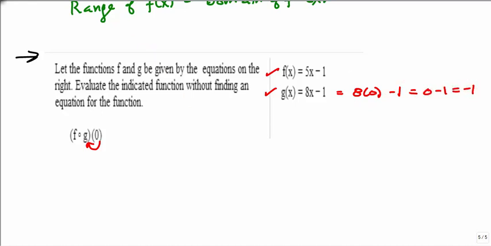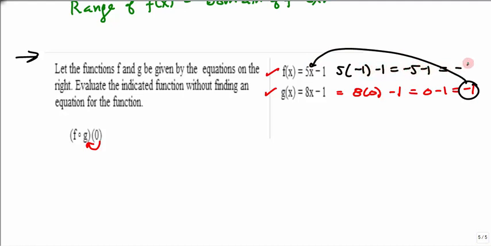So then I take this value of negative 1 and I plug it back into my function f. So that would be 5 times a negative 1 minus 1. Negative 5 minus 1 is negative 6. So what we do when we have these composite functions is we plug one into the other, and then once I get one solution, I go ahead and plug it into the next one. So for this simplification, my final solution is negative 6. The negative 1 is an intermediate value I use to find the actual value.